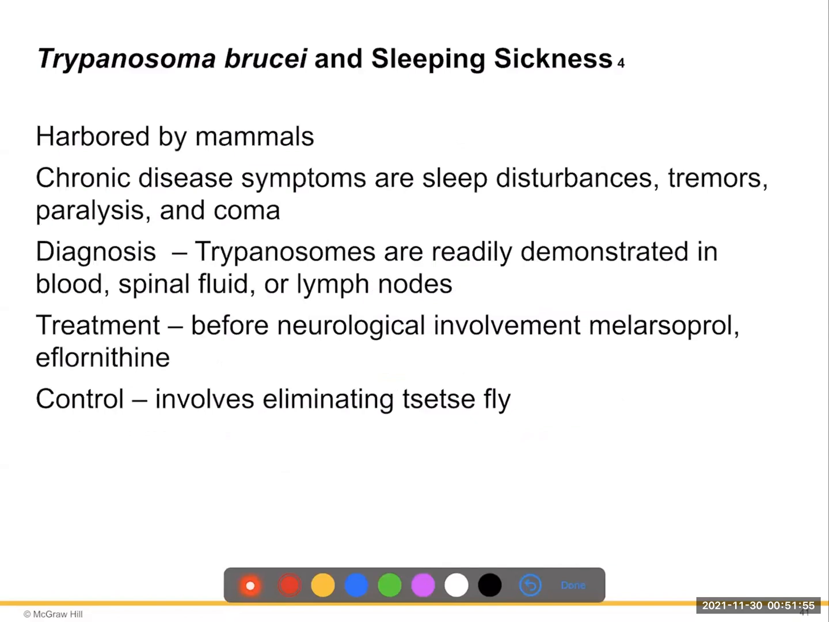Trypanosoma brucei is harbored by mammals. It's a chronic disease. Symptoms are sleep disturbances, which is why it's called sleeping sickness. You have tremors at night, paralysis, and eventually coma as it affects the brain tissues and nervous system.